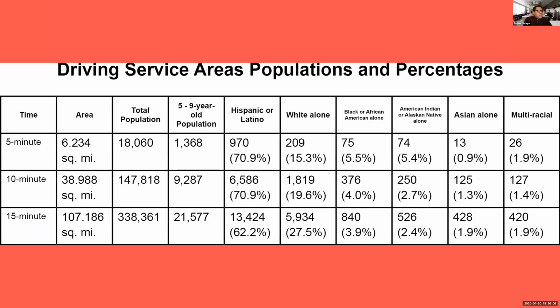The table shows the driving service areas, population breakdown, and area size. You can see the Hispanic or Latino group still hold a large percentage of the 5 to 9-year-old population. As you can also see, the driving service areas are best for reaching the white alone population that Holiday needs. All the other population groups are also accounted for in the driving service areas as opposed to the walking service areas.